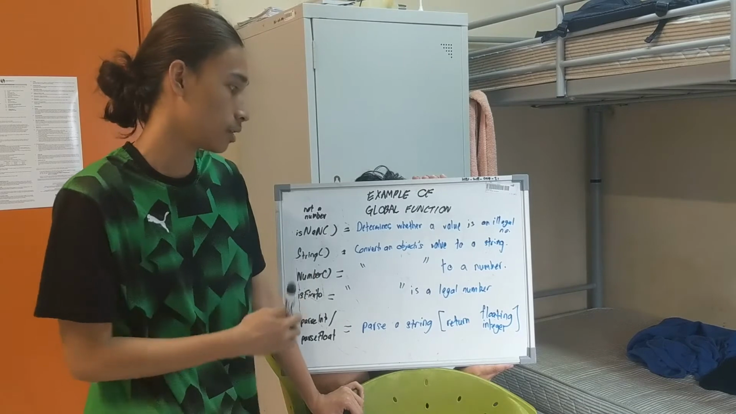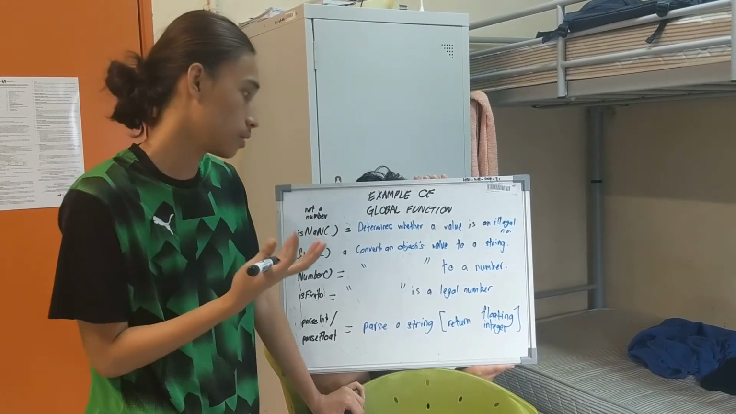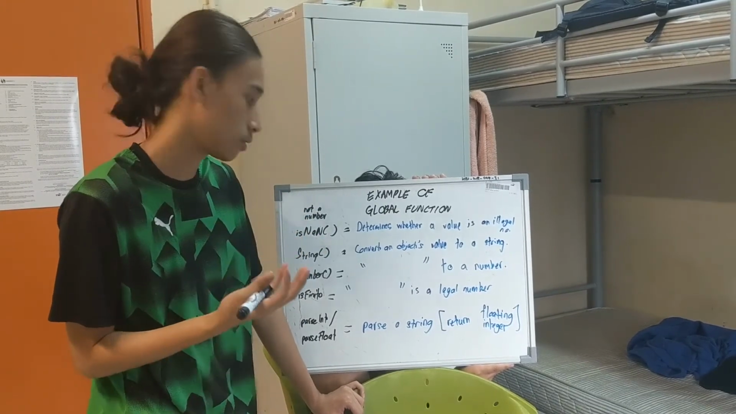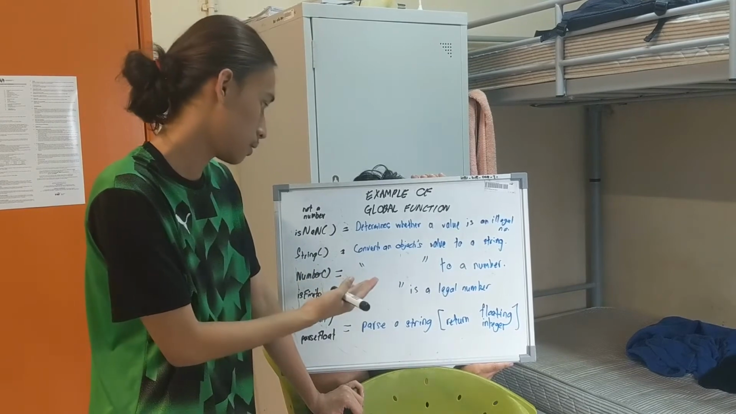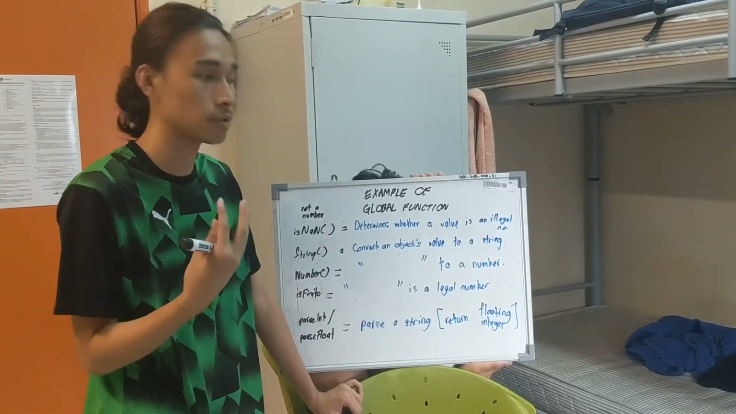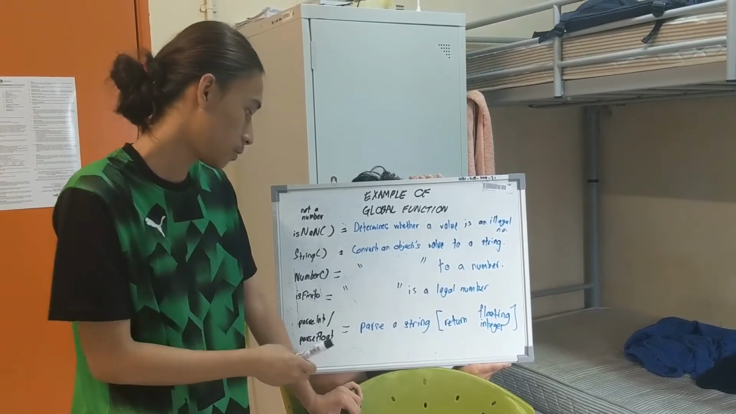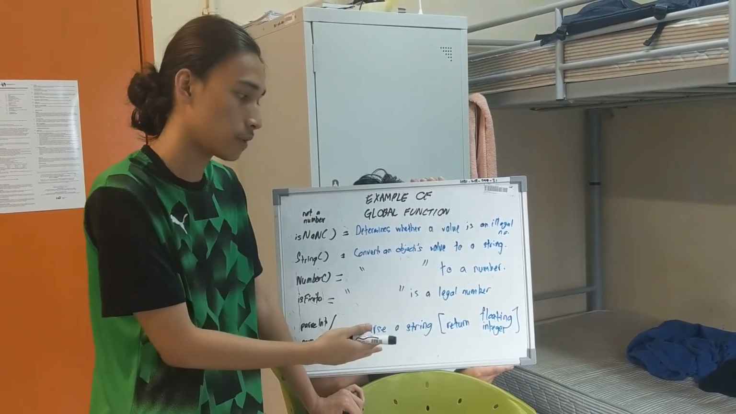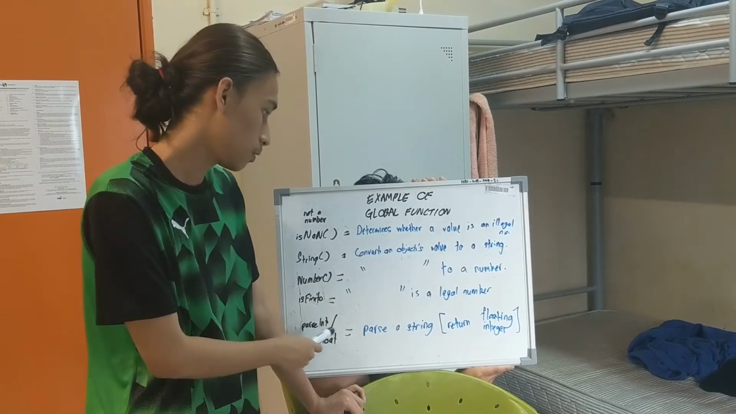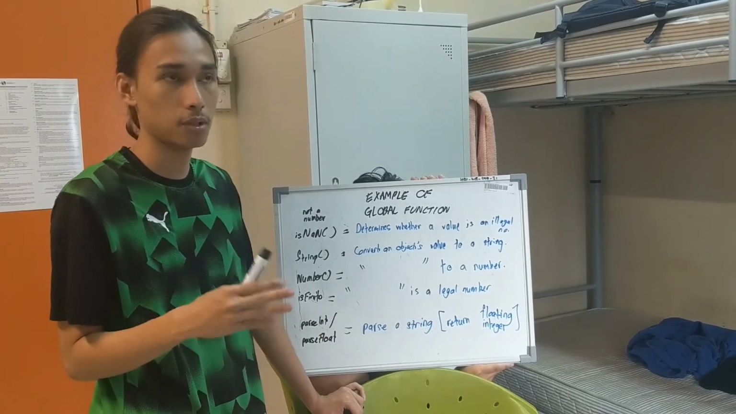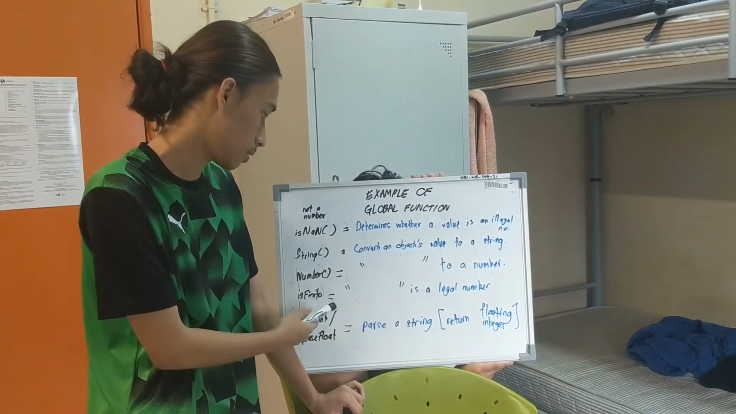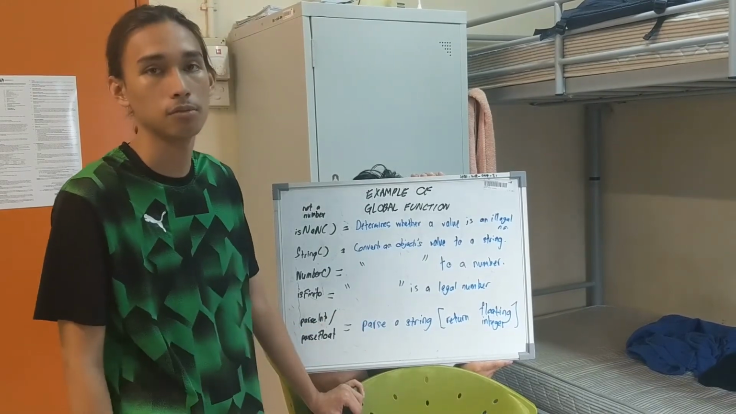String will convert the object value into a string, very self-explanatory, and Number is the same, but it will convert the object value to a number. The last twin would be parseInt and parseFloat. These two will parse a string value: parseFloat will return a floating point number, and parseInt will return an integer value.